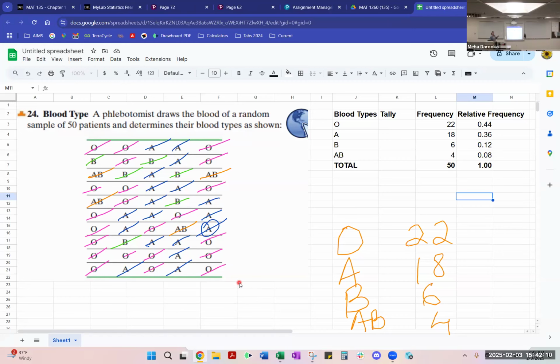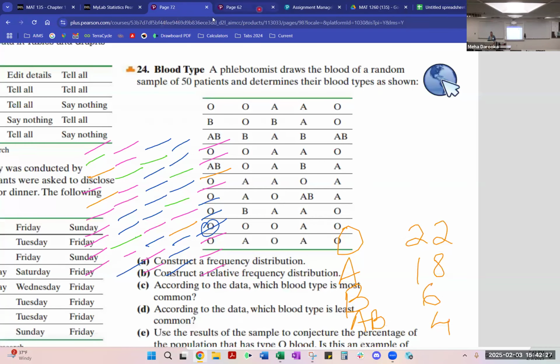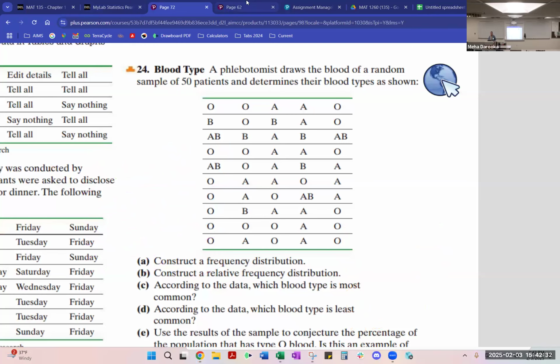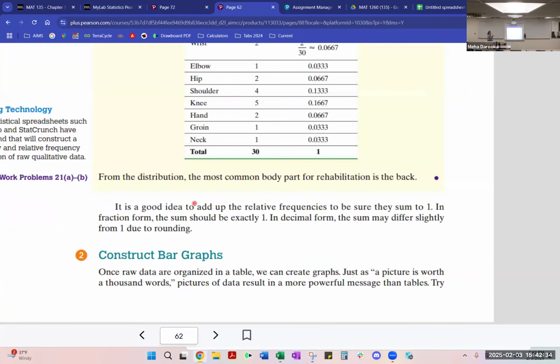Now, the good thing about doing this in something like Google Sheets is, because we're going to be creating our graphs here as well. We're not doing any graphs by hand. So we're not going to be sitting and making the graphs on a piece of paper. We're all going to be doing it right here within the program itself. So that's the next thing we're getting into, talking about how to create different types of graphs. We're starting out with bar graphs.